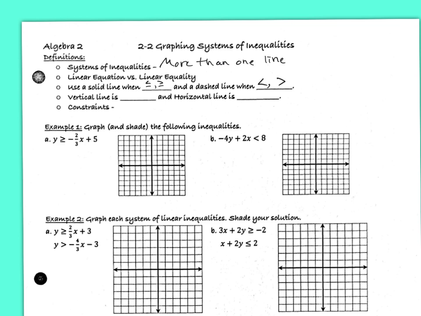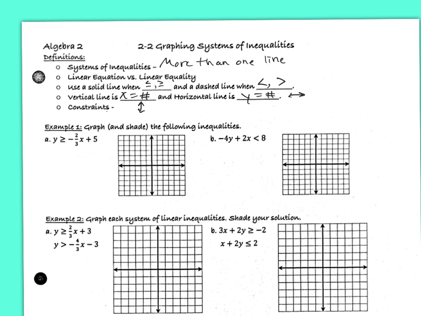Vertical line, we did one yesterday. This is x equals a number. That means your line goes up and down. A horizontal line means y equals a number. Now I'm using equals, but it could be greater than or less than.